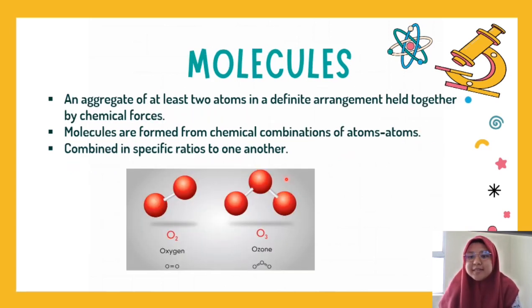So next, molecules. A molecule is an aggregate of at least two atoms in a definite arrangement held together by chemical forces. Molecules are formed from chemical combinations of atoms. Molecules combine in specific ratios to one another. So this is an example of molecules: oxygen and ozone.